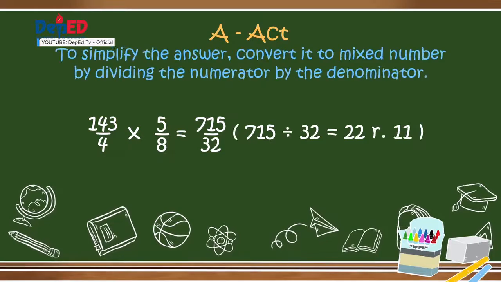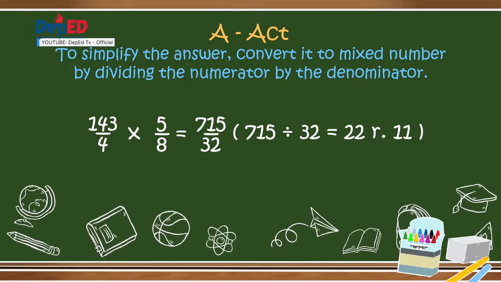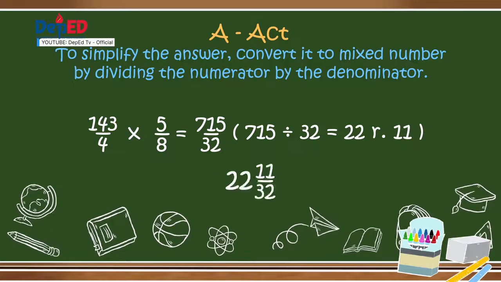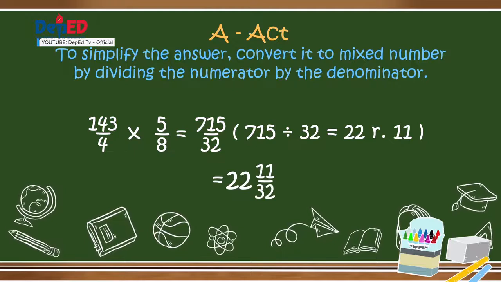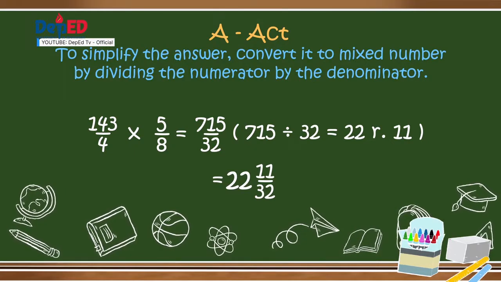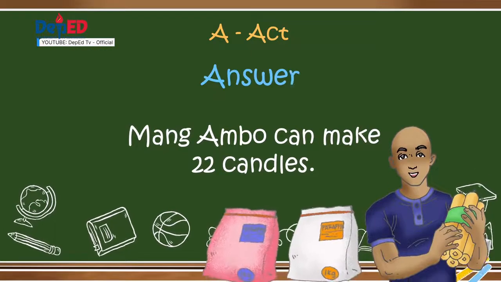To simplify the answer, convert it to a mixed number by dividing the numerator by the denominator. 715 over 32 is equal to 22 and 11 over 32. But since the problem asked for the number of candles, Mang Ambo can make 22 candles.